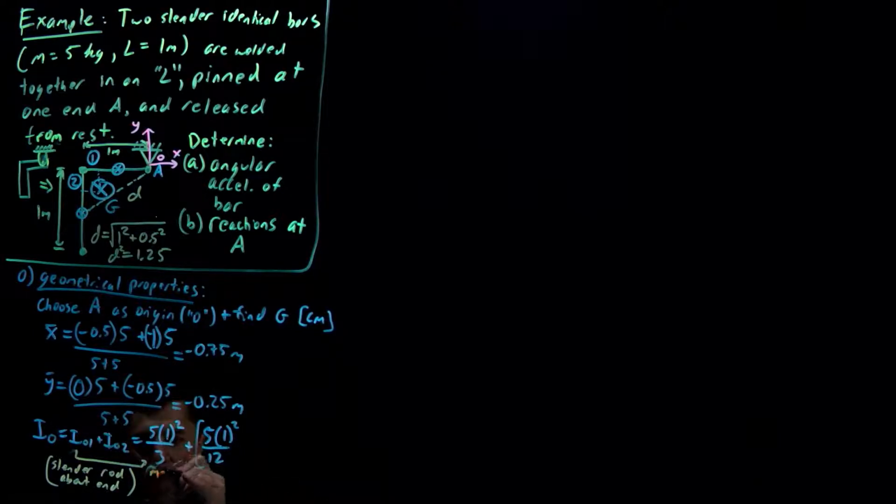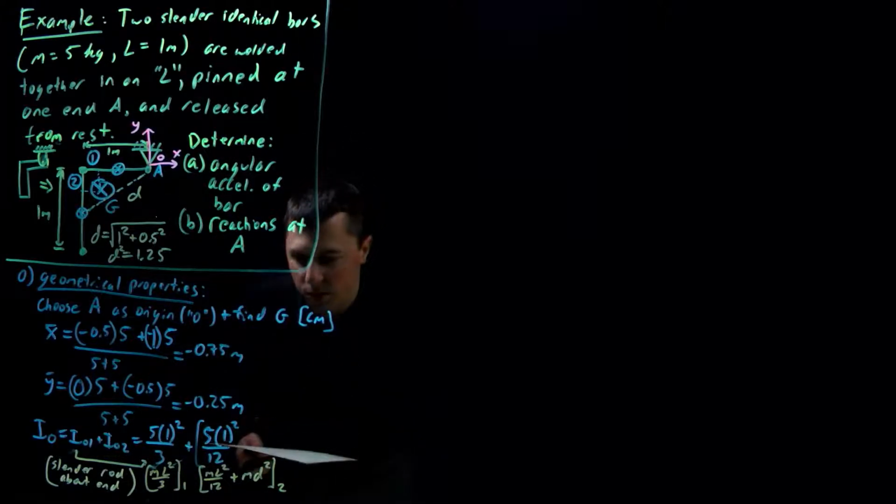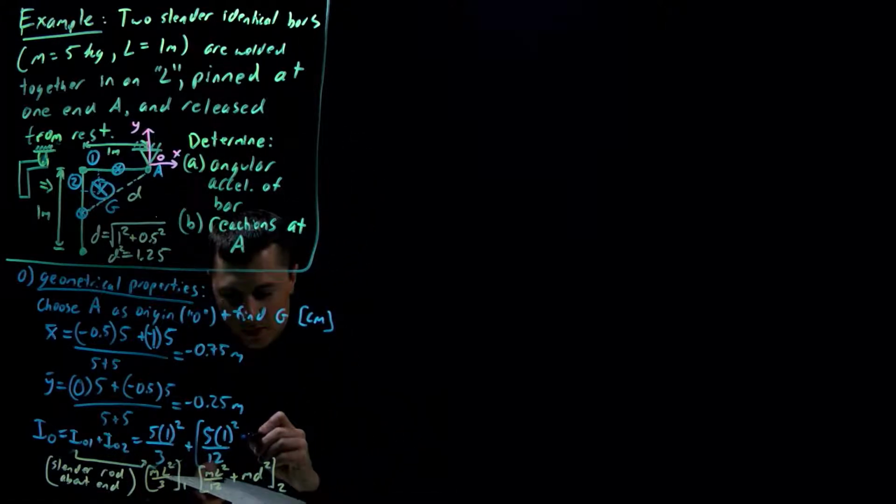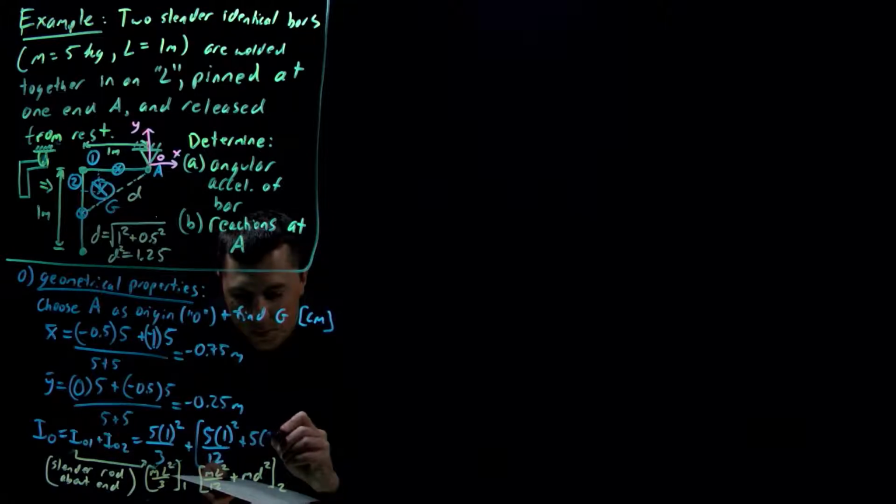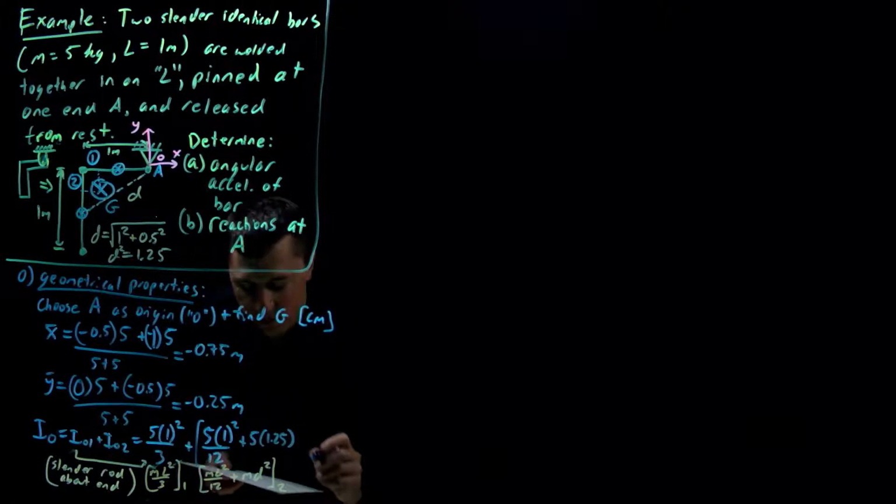This is ml squared over 3 for object 1. Now we have ml squared over 12 plus the mass times the distance from the center of mass for object 2 to the point of interest, which is O. This is all for object 2. Okay, so those are our formulas. We're plugging things in here. Now this is plus 5 times this 1 1/4.